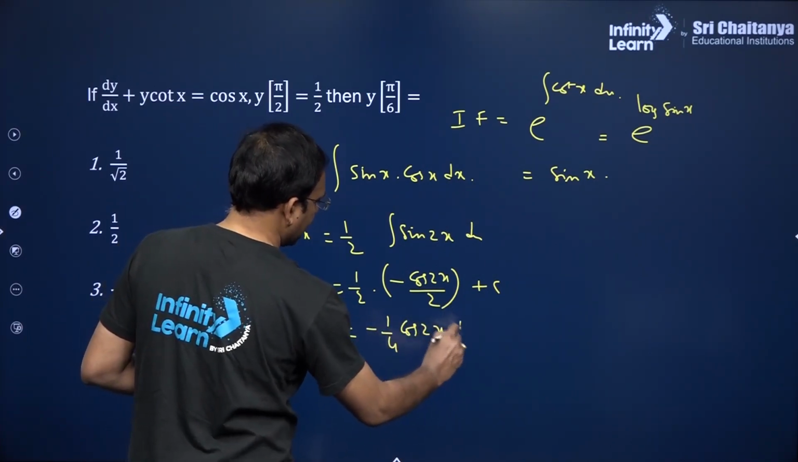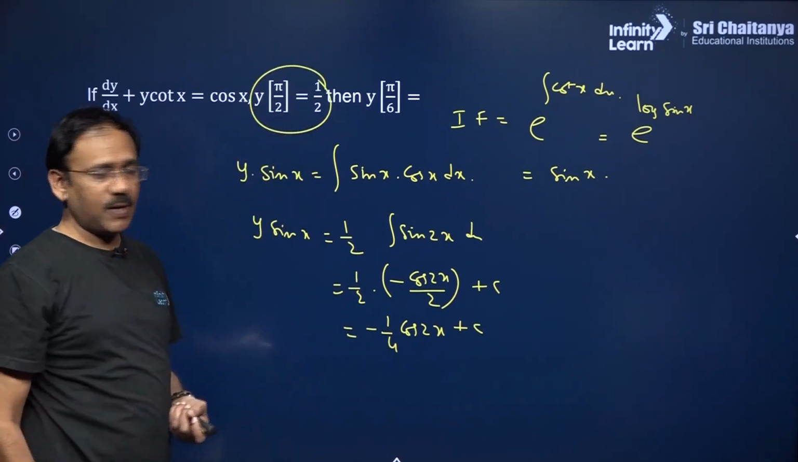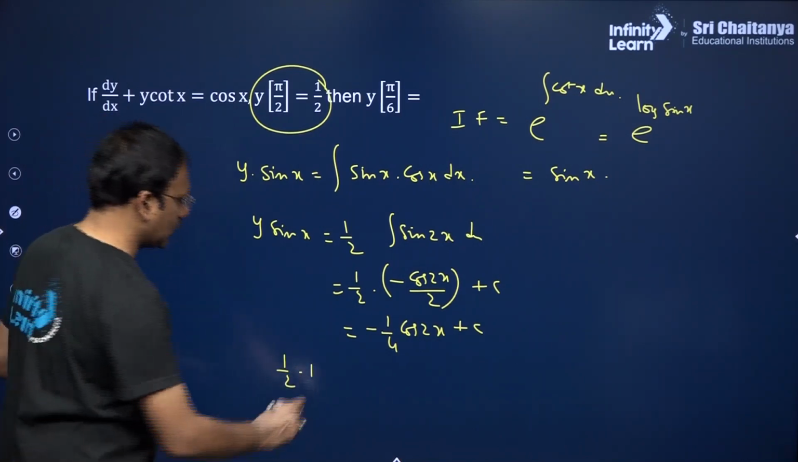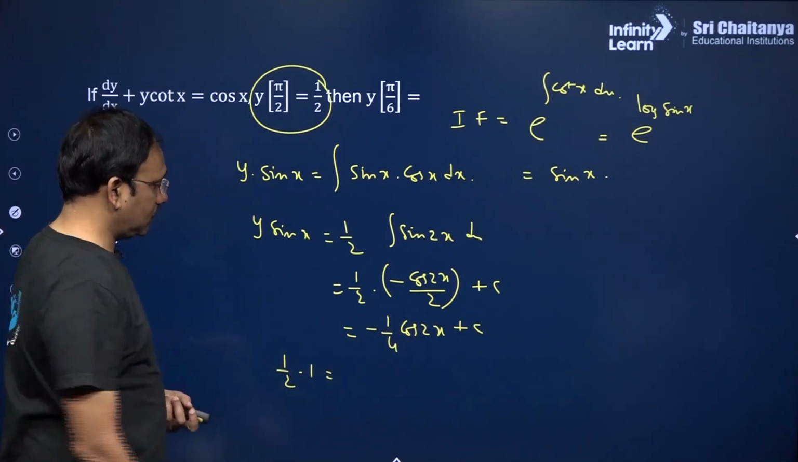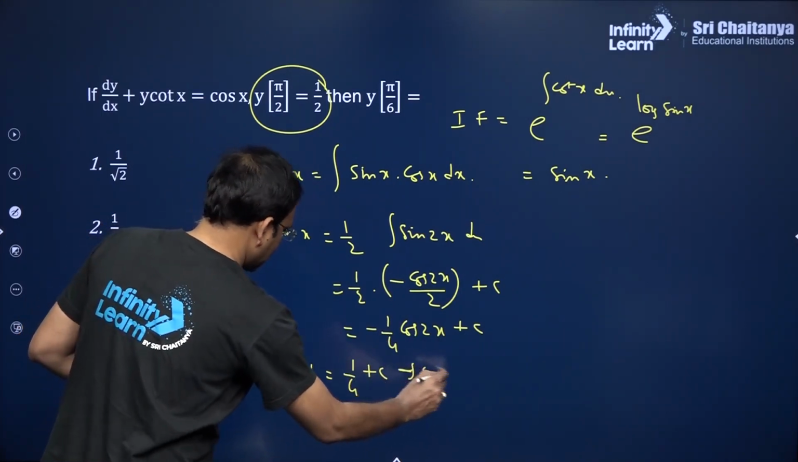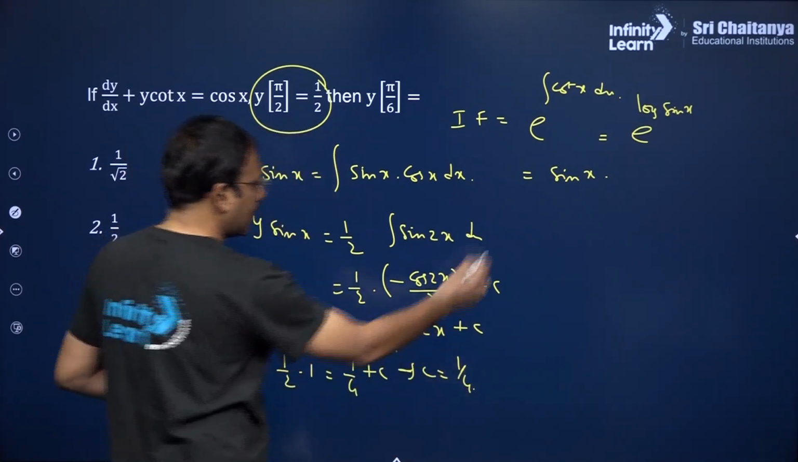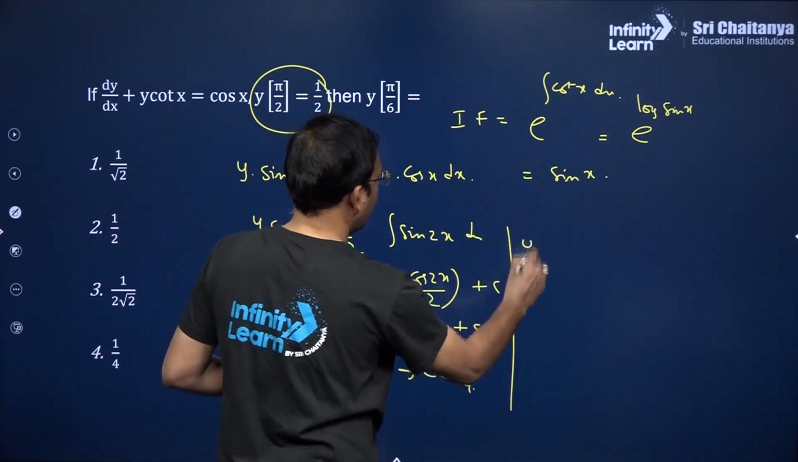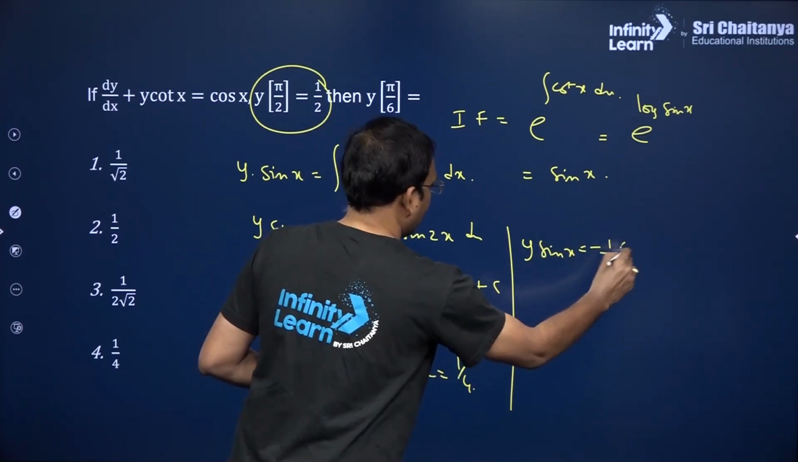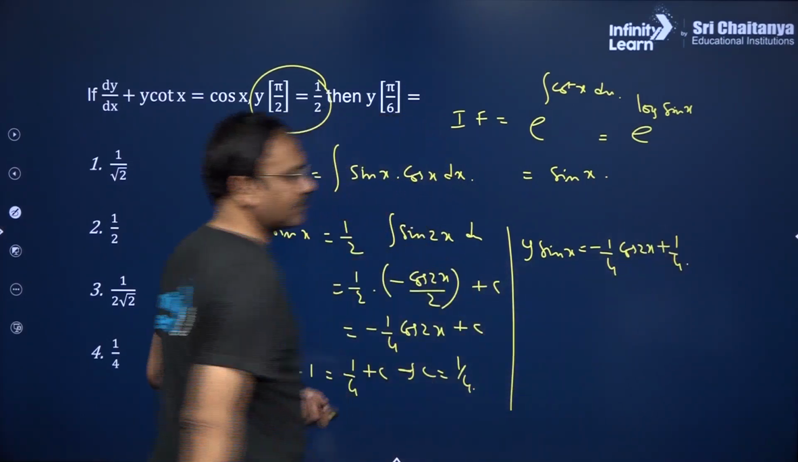cos 2x plus c. Now to find c, you can use this substitution: put x is pi by 2, output is 1 by 2. 1 by 2 sin 90 degrees is 1. So cos pi is minus 1, this becomes 1 by 4 plus c. So c is going to be 1 by 4, my dear friends. So I can say it is going to be y into sin x is equal to minus 1 by 4 cos 2x plus 1 by 4.